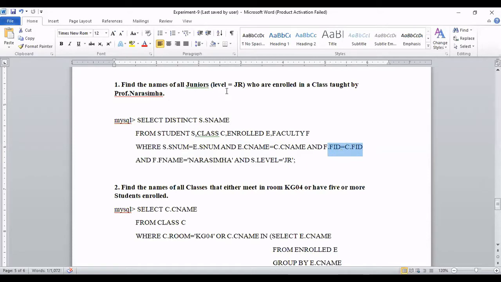Another 2 conditions, what are those? Level must be junior, so you can find level from student: s.level equal to junior. And you can find professor name from the faculty table: f.fname, Narasimha. So here this is the query.